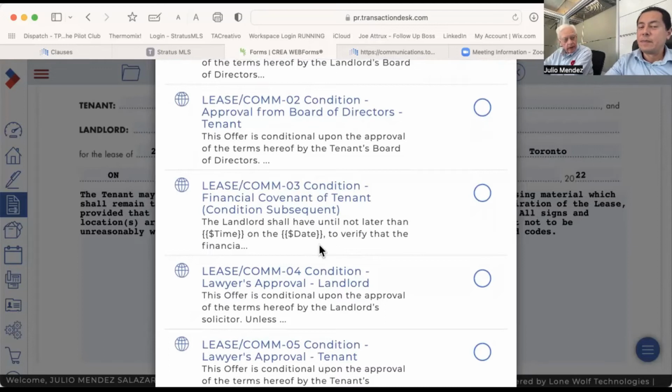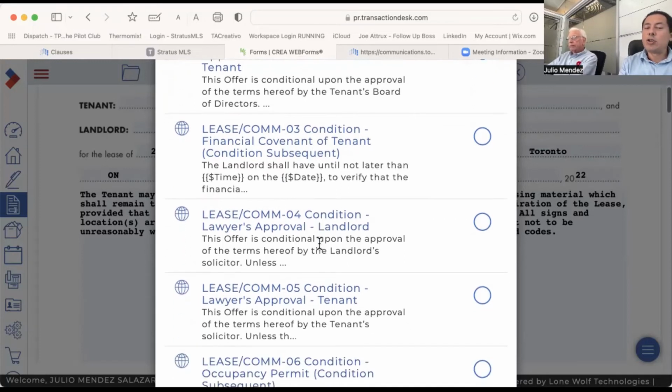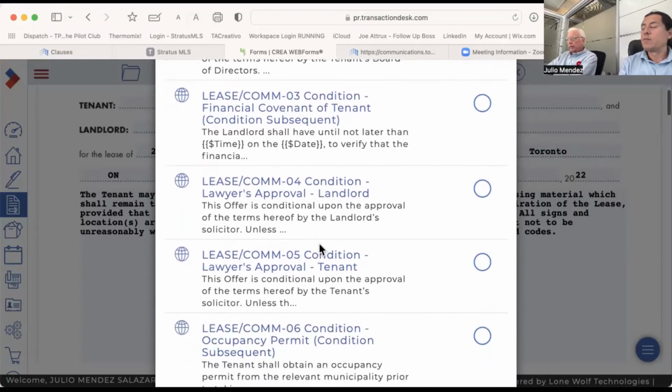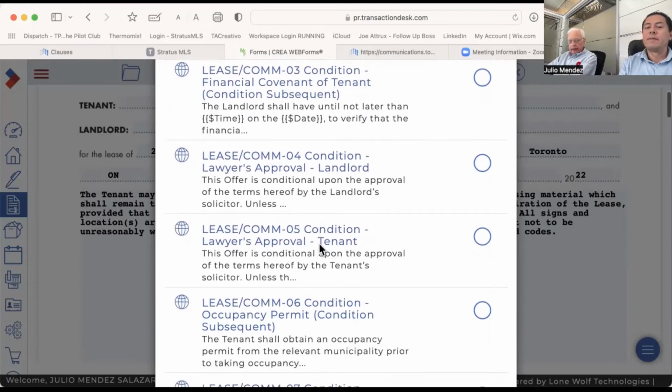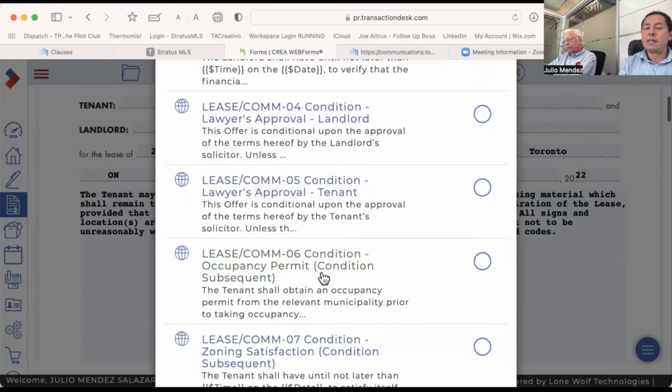Now, the landlord may want to find out how strong financially the tenant is. But since we're drafting this on behalf of the tenant, we wouldn't put that clause in. The agent acting on behalf of the landlord, who has the property listed, may come back and put that clause in. Condition, lawyer's approval: landlord. Pretty similar, standard, same for the tenant as well.